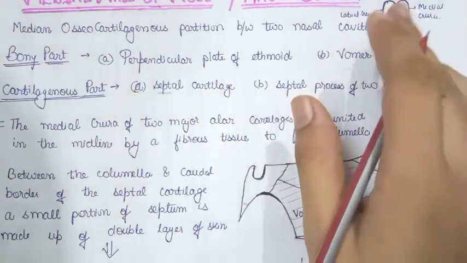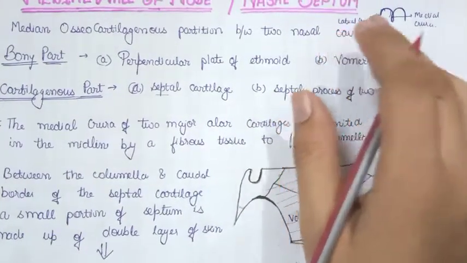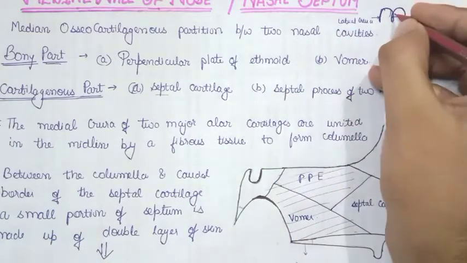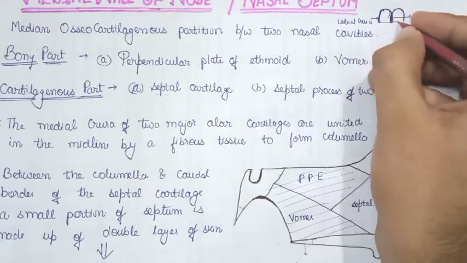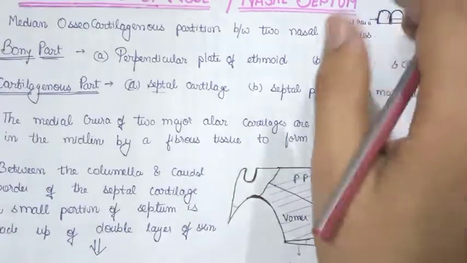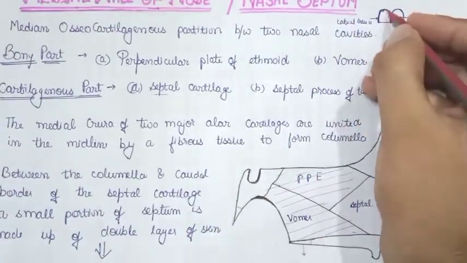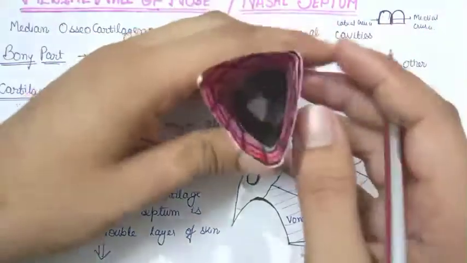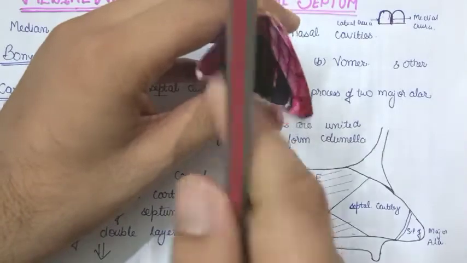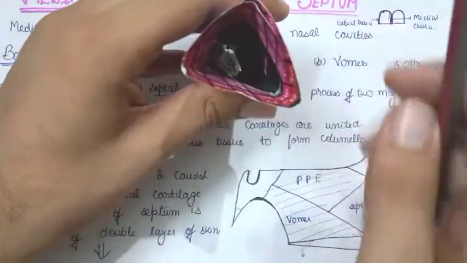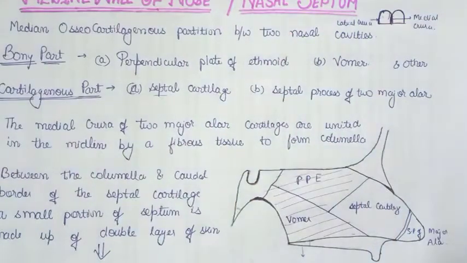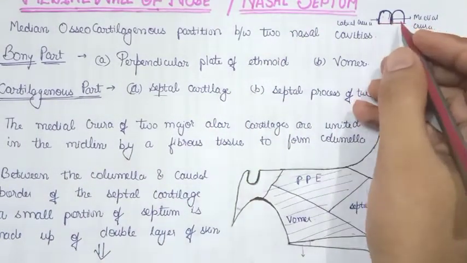So as I told you about the medial and the lateral crura of the cartilage, that is the major alar, they are joined in the middle. So this is the base of the nose or the base of the nasal cavity, and these are the two nostrils, right and left nostrils. See here, suppose this is the nasal septum, and these are the left and right nostrils, and you are having a view from the anterior side. Okay, तो आपको कुछ ऐसा केव जैसा स्ट्रक्चर दिखेगा.